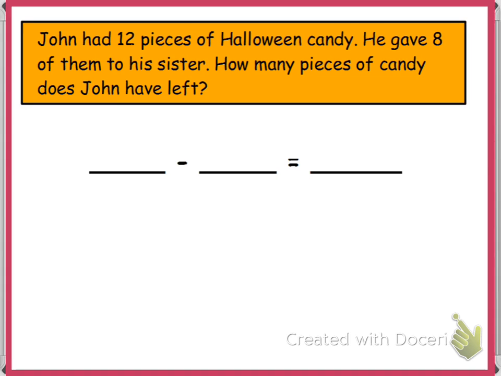So we know that we're going to be reading this word problem a few times. So I'm going to start by reading this problem once right now. John had 12 pieces of Halloween candy. He gave 8 of them to his sister. How many pieces of candy does John have left? Read again. John had 12 pieces of Halloween candy. He gave 8 of them to his sister. How many pieces of candy does John have left?